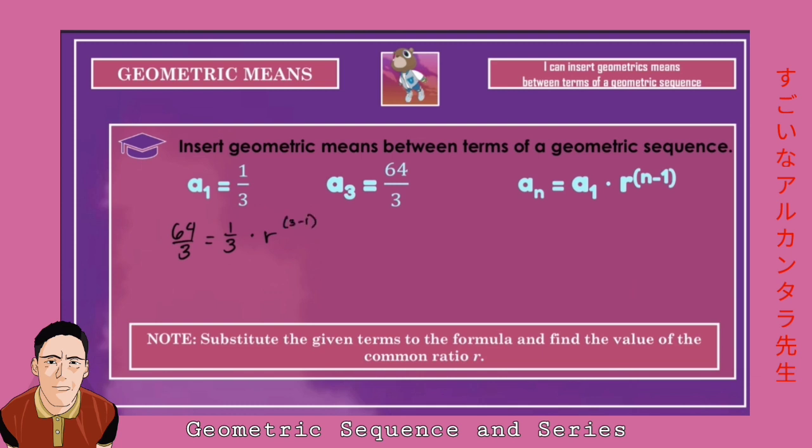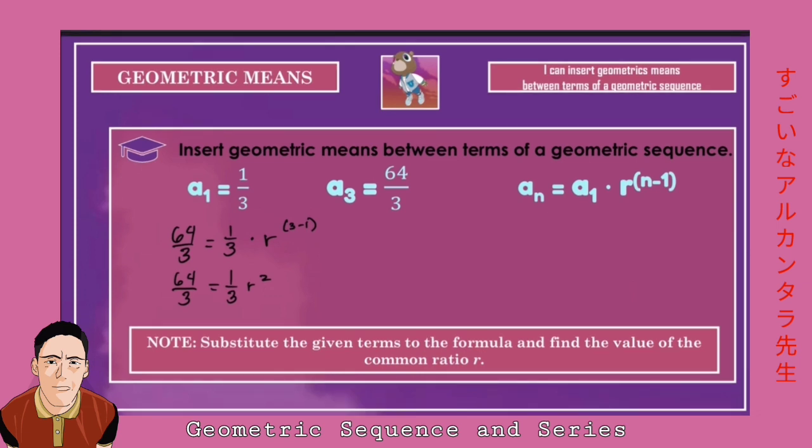So no hassle. 3 minus 1. 64 over 3 is equal to 1/3 r squared. So to eliminate the variable here, you can simplify it this way. You can also rewrite this equation as 64 over 3 is equal to r squared over 3. So how did this happen? 1/3 times r squared. So 1 times r squared, you get r squared.